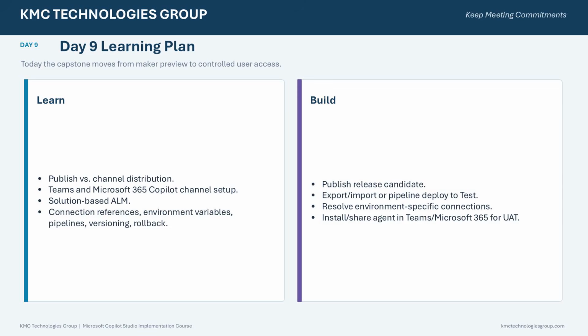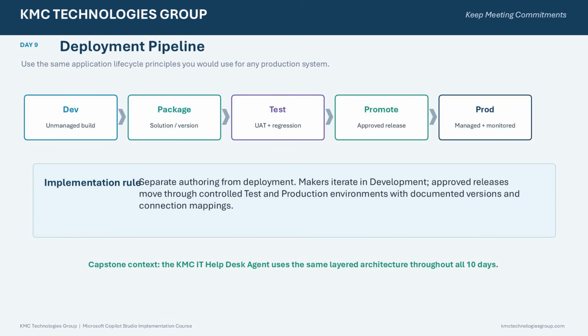Today, we'll learn the difference between publishing an agent and making it available to users. We'll review Teams and Microsoft 365 Copilot channel configuration. We'll introduce solution-based ALM, connection references, environment variables, versioning, pipelines, and rollback planning. Then we'll publish the release candidate, promote it into test, map environment-specific connections, and make the agent available for user acceptance testing.